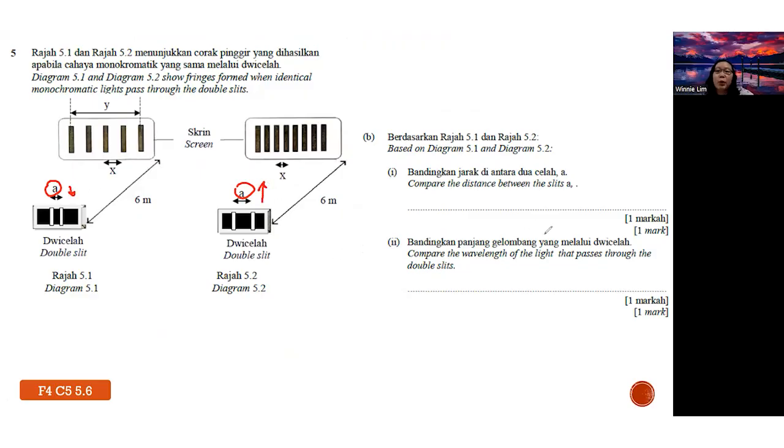Then compare the wavelength of the light that passed through the double slit. Based on the question, they already say identical light. Identical light means the same color of light. So if it is the same color, what happens to the wavelength of the light? It should be the same as well. So in this context, you will have the answer: same.